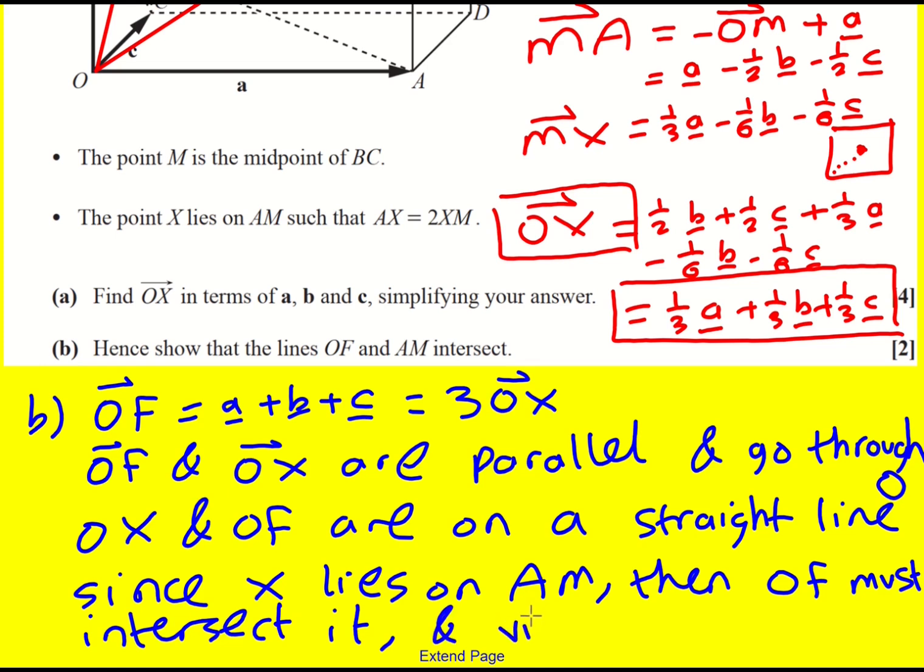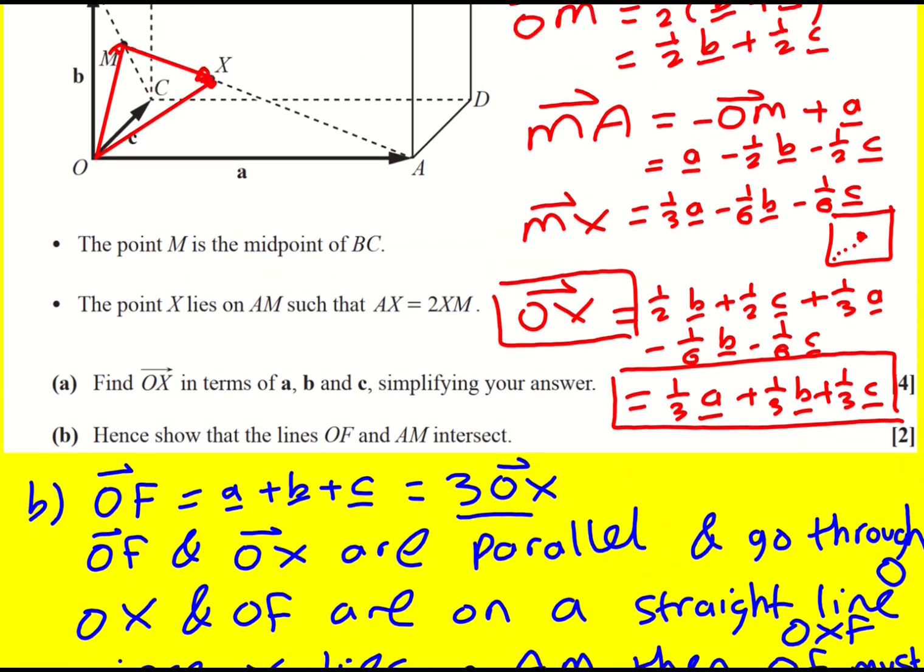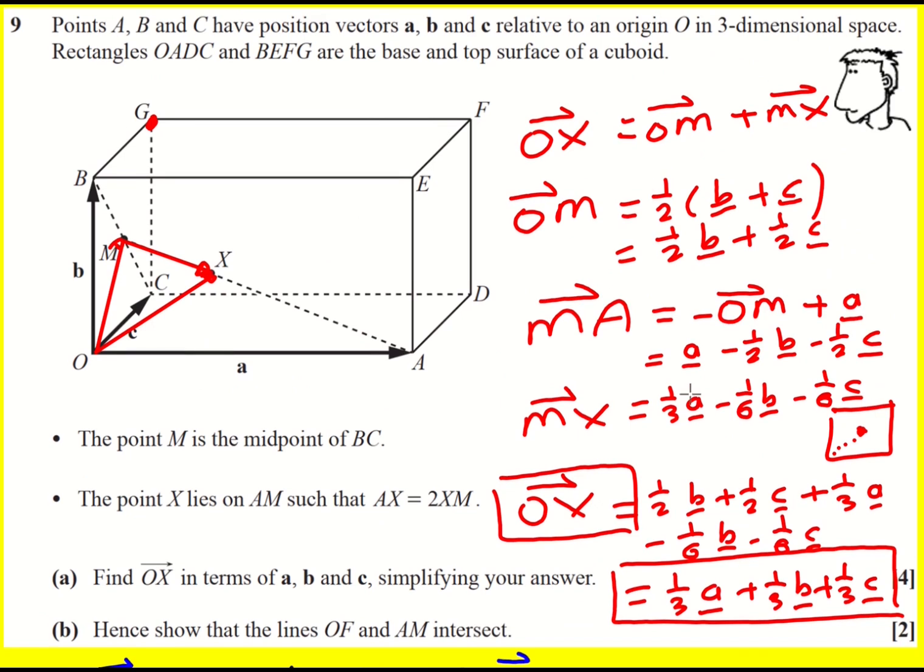and vice versa. Okay, I've written quite a comprehensive answer here, but I think showing this level of detail is good, and as long as you can justify it. The key things really are getting that it's 3 times OX, and then just saying that OXF is a straight line essentially. Maybe I'll say that OXF, and then that must mean that they intersect. All right, nice one.